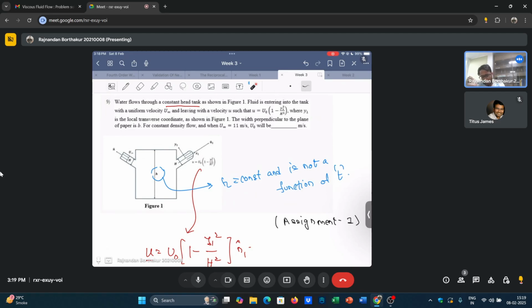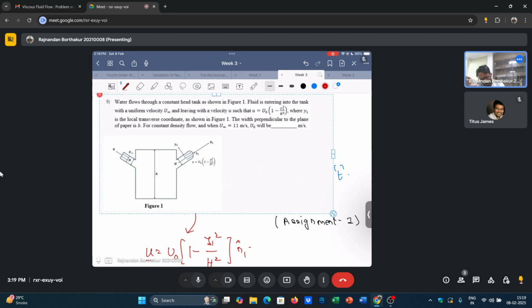So the first step, as we have done many a time, is that we will choose a control volume which encompasses the volume of interest that we are supposed to take in this problem. So what we will do is consider a control volume.